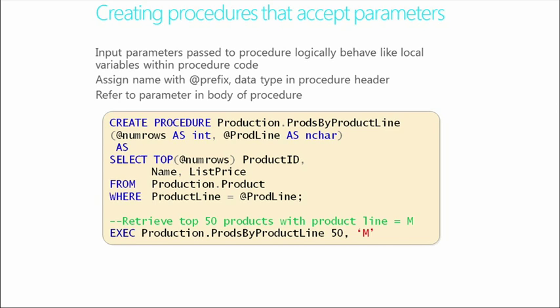In this example here, I would pass in the production.products by product line. I only want to see 50 rows. I want to look at the product line with the M category. So I would pass that, and I would get a result set from that, giving me information specifically about that product line. But I don't want to see every product within that product line. I only want to see 50 of them. So this gives us information about that.